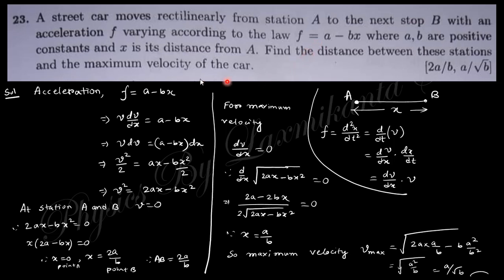Now the question of the maximum velocity. At maximum velocity, the derivative of the velocity with respect to x must be 0. If you take the derivative with respect to x, you will get x equal to a by b over 2, that is, x equal to a by 2b. At that x, the velocity will be maximum. If you put this value of x in the expression of velocity, you will get the value a by root b. I think it is clear, no problem, and the expression f as v into dv/dx is proved here, nothing else. Next question.